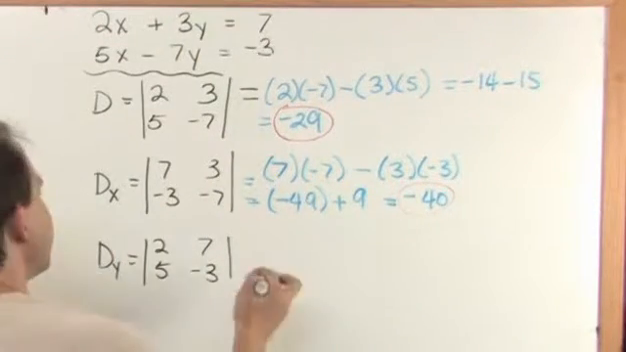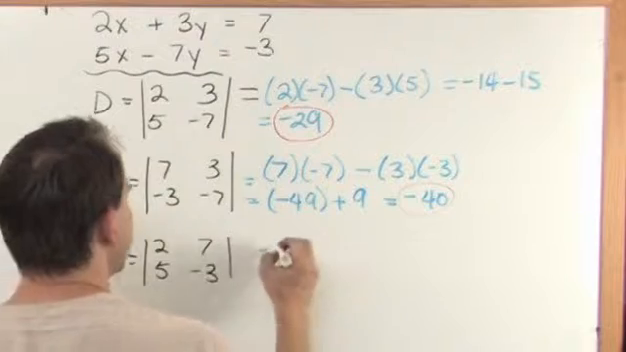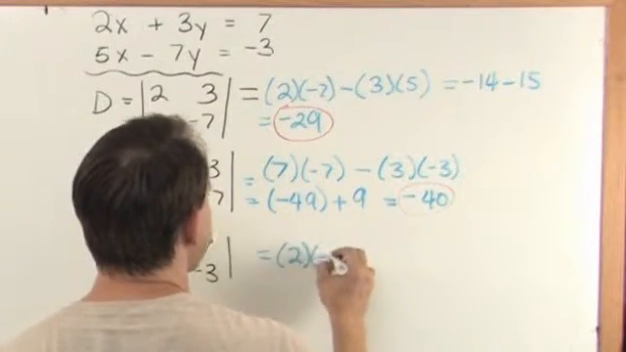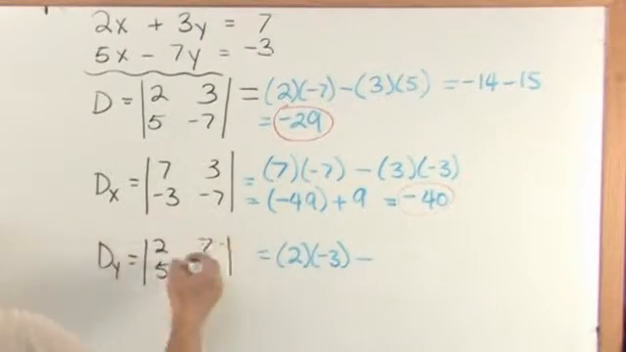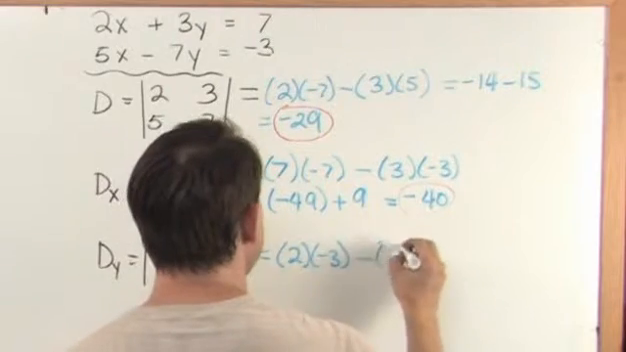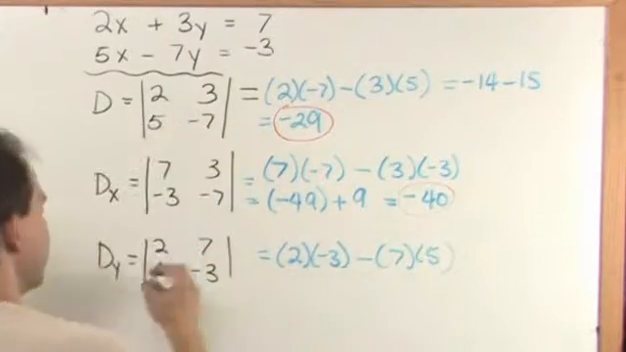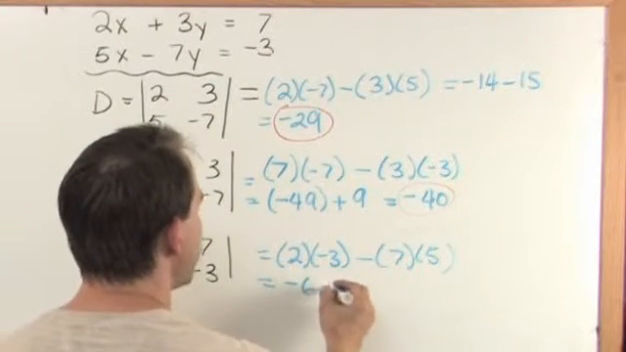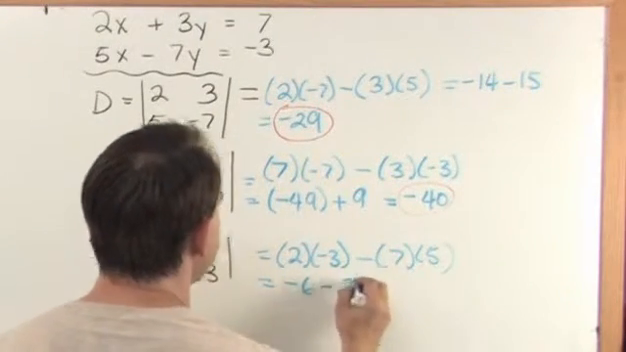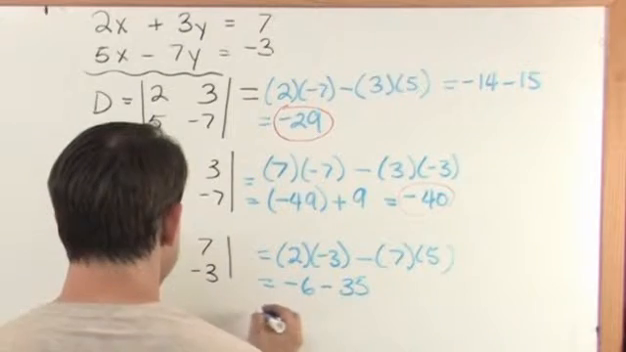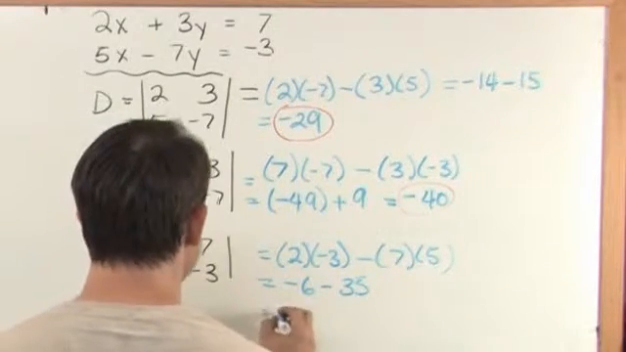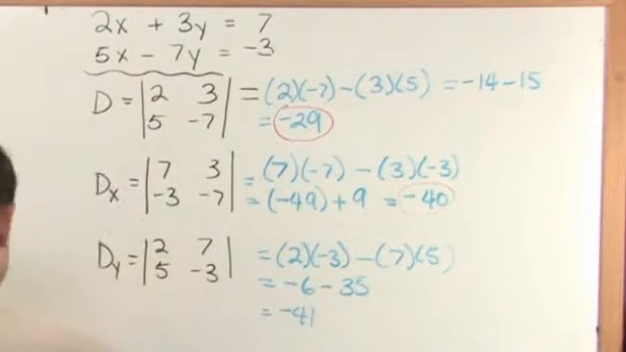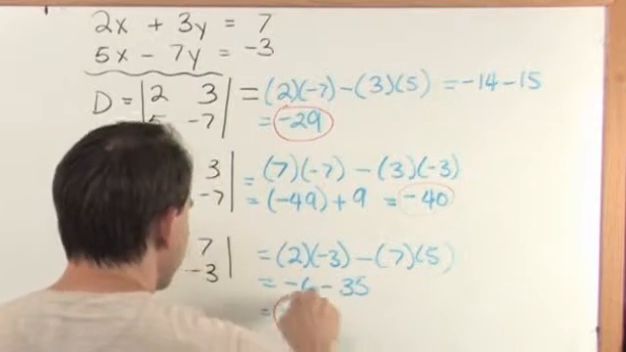for the final solution. Finally, calculating this Dy, you're going to have 2 times negative 3 minus, going this way, 7 times 5. And so 2 times negative 3 is negative 6, minus 7 times 5, which is 35. And what you'll see is negative 6 minus 35 is negative 41. And that's the third determinant that we need.